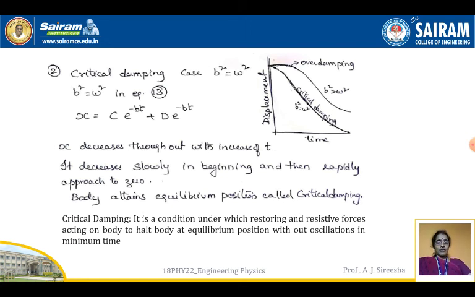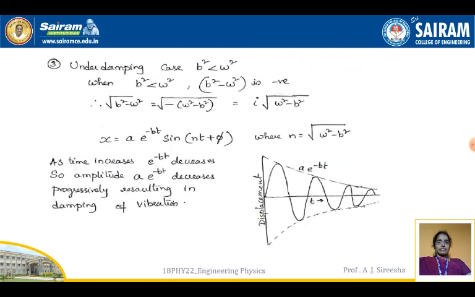Now how we define critical damping is, it is a condition under which restoring and resistive forces acting on a body halt the body at equilibrium position without oscillations in a minimum time. So you can see the difference between over damping and the critical damping from the diagram there. Next, the third case is the under damping case, where b square is less than omega square.